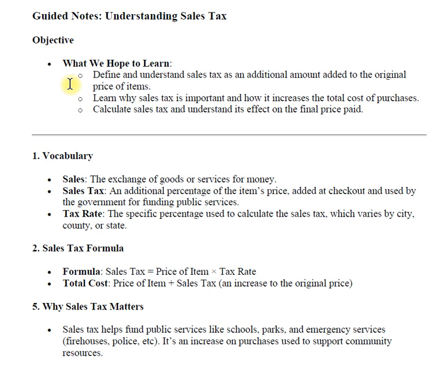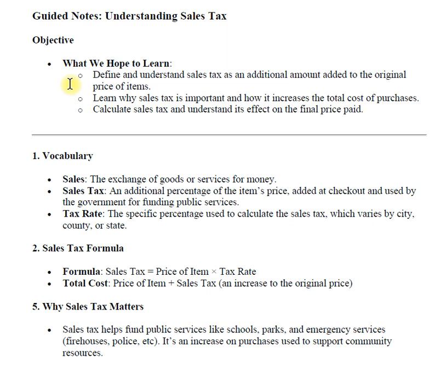So, some of the vocabulary terms that we're going to talk about is sales. And that's just the exchange of a good or service in return for money. The sales tax is going to be an additional percentage of the item that's purchased, and it's going to be added when you check out, and it's used by the government for us to fund different public services. And then the tax rate tells us what the percentage is going to be that's used for the sales tax. This varies by city, it varies by county, and it also varies by state.